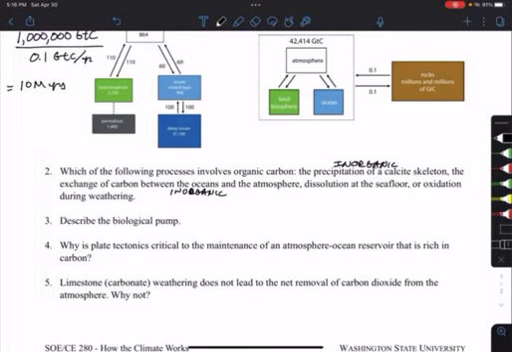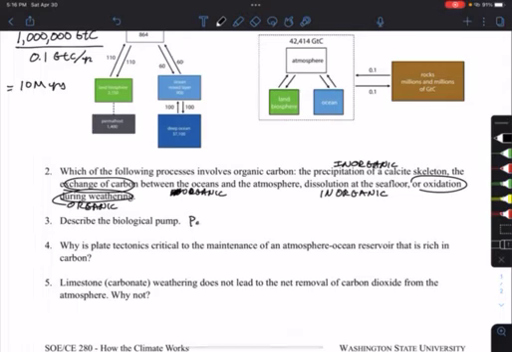And weathering of organic carbon in sedimentary rocks is an oxidation process. This type of process involves organic carbon. So what I should say is this is an inorganic process, but it involves organic, and this is inorganic. So these two, the exchange of carbon between the oceans and the atmosphere and the oxidation during weathering actually do involve organic carbon.